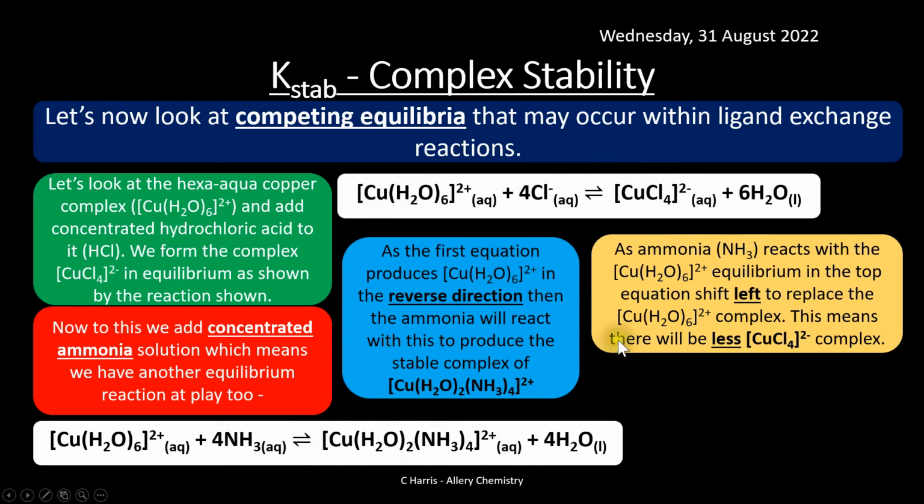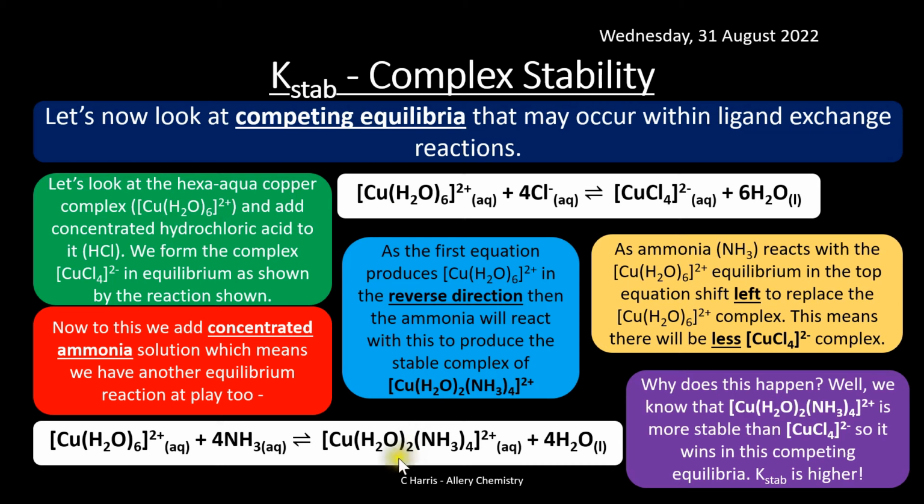So we've got two complexes at play. As ammonia, like I say, reacts with the Cu(H2O)6, equilibrium at the top shifts left to replace this. And this means we'll have less of the copper chloride. So it's like it bullied its way through. And this has been dismantled to feed this reaction to produce this, which is a lot more stable. So why does it happen? Well, we know that this is more stable than that one, and so this actually wins out because the K-stab is higher.